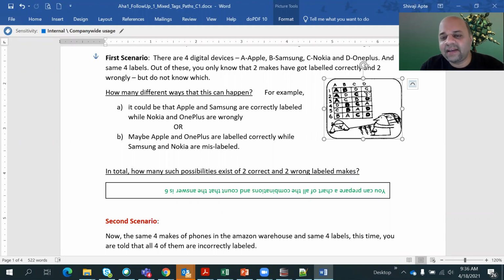It could be A and B are correct. In the second row, A and C are correct, but D and B are interchanged, right? And in the third scenario, A and D are correct, C and B are interchanged, right? So like this, if you draw out all the possibilities, how many possibilities can there be with two correct and two wrong? Ramnath is saying there are 6 ways. Anyone else tried it out? Thought about it? You can say it out, or you can type it in the chat.